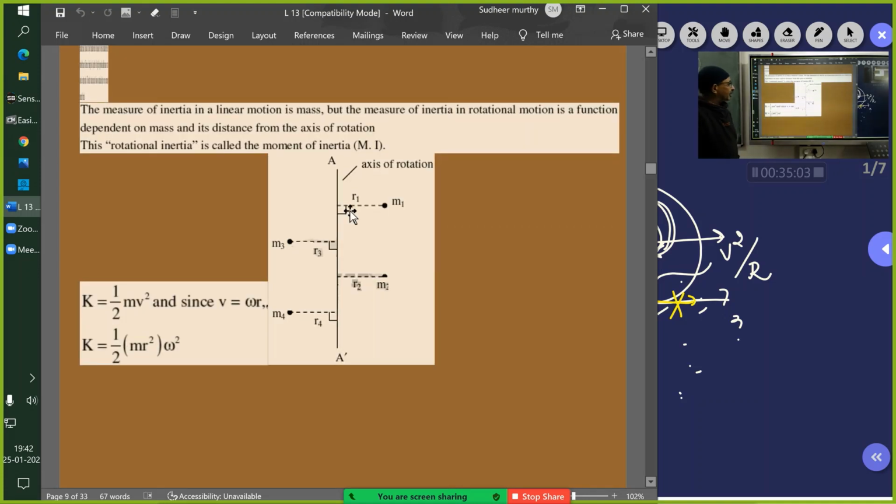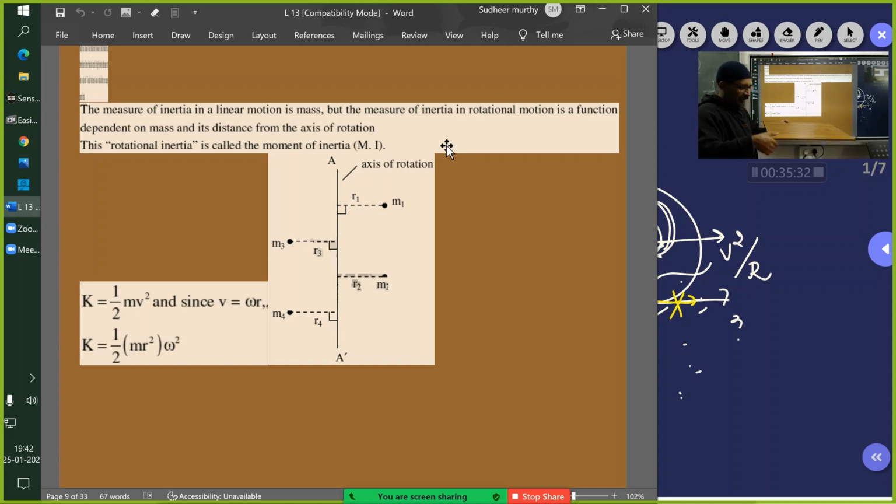Now, this is something which I have already explained, but still: the measure of inertia in linear motion is mass. But the measure of inertia in rotational motion is a function dependent on the mass and its distance from the axis of rotation. So, you see, if I hold it here at this edge and try to rotate it, I have to apply more torque. If I hold it here, I have to apply less torque.